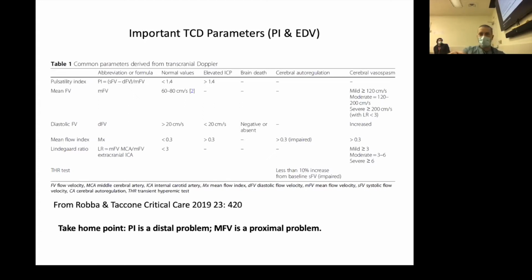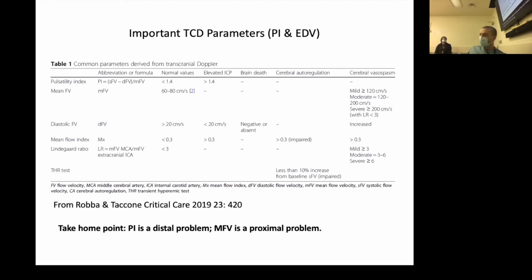And then more important parameters. We use these parameters beyond the cerebrum, but pulsatility index or resistivity index, they're roughly the same thing, though pulsatility index is used more in transcranial Doppler than resistivity index. It's a very important parameter. Again, it looks at the difference between the peak systolic velocity and the end diastolic velocity as a function of the mean flow velocity.